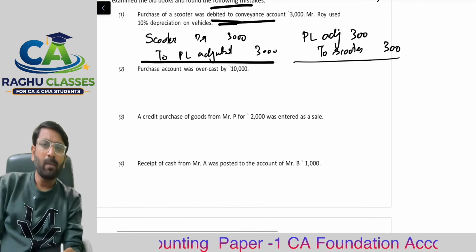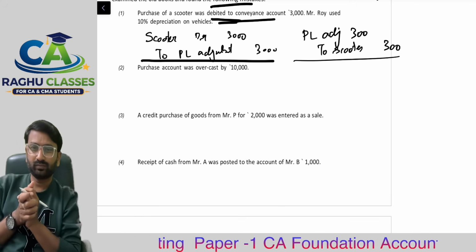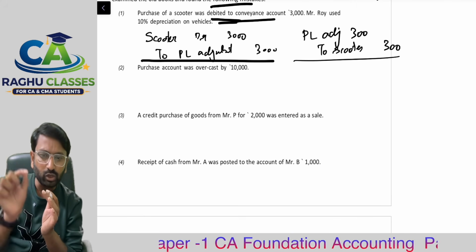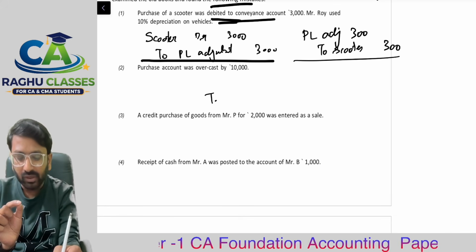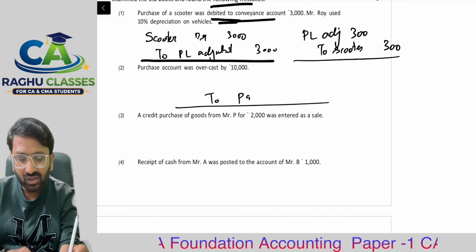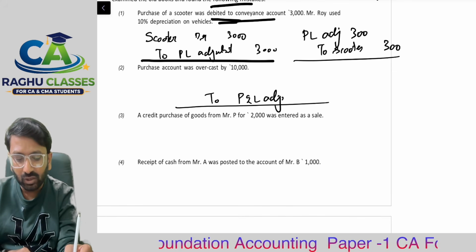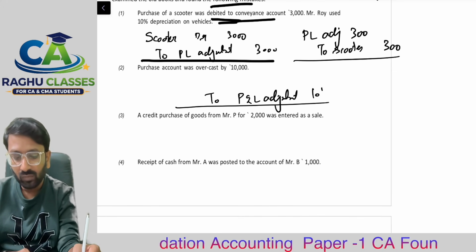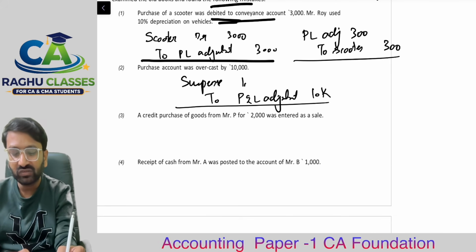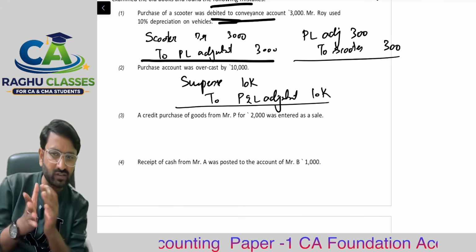Second one, purchase account is overcast. Now purchase is a debit balance. You have taken extra. Now we want to reduce it. And how do you reduce it? Credit purchase. But don't credit purchase. Purchase is a trading account item. So I'll write P&L adjustment account 10,000 rupees. Debit will be for suspense account. So rectification will be suspense account debit to P&L adjustment.